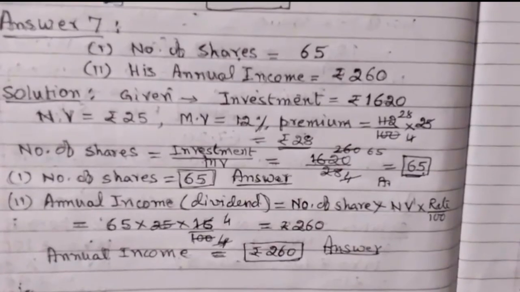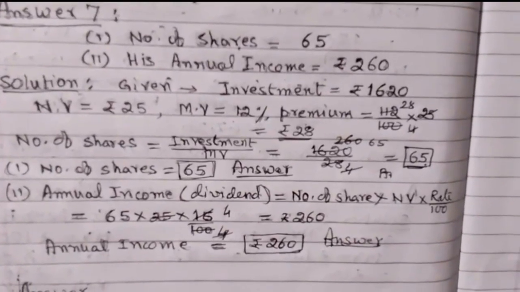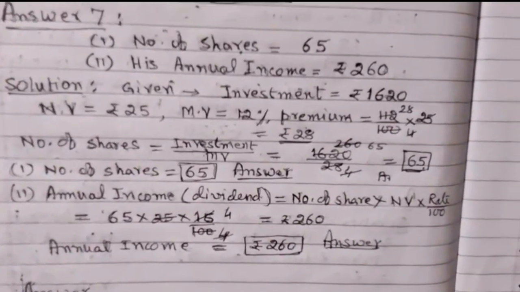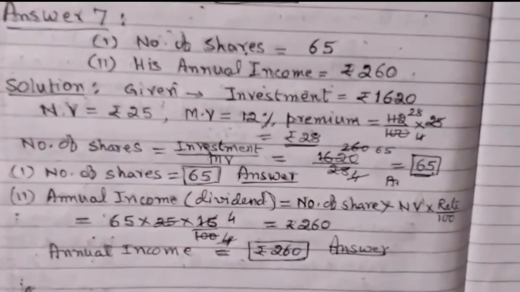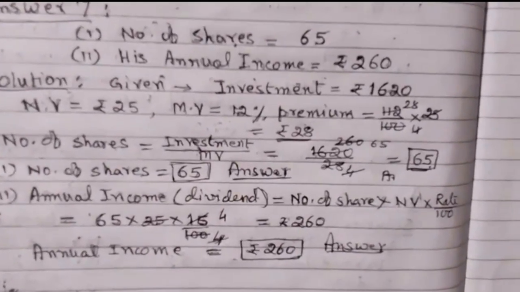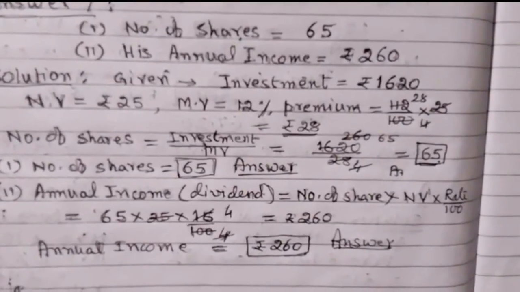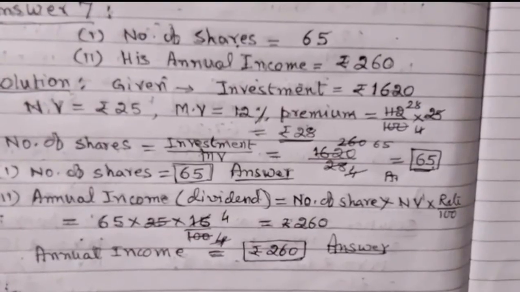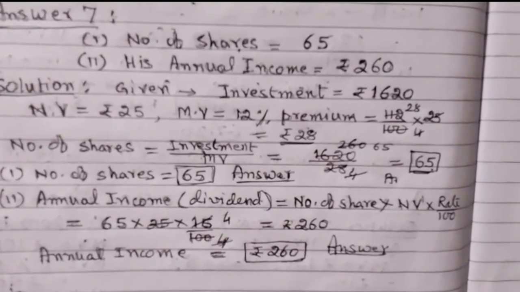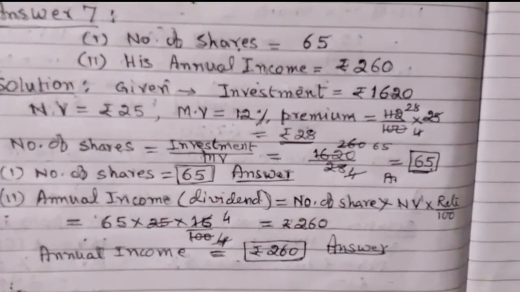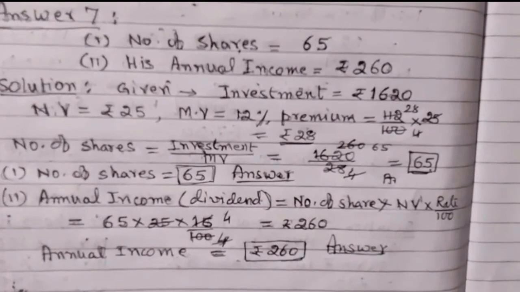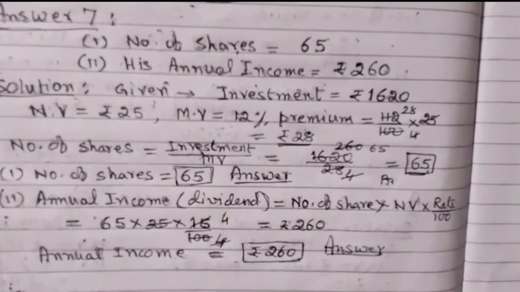It's given investment equals rupees 1,620. The nominal value is rupees 25. The market value is at 12% premium. That is, it is 12% more than the nominal value, which is equal to rupees 28. That is, the market value is rupees 28.